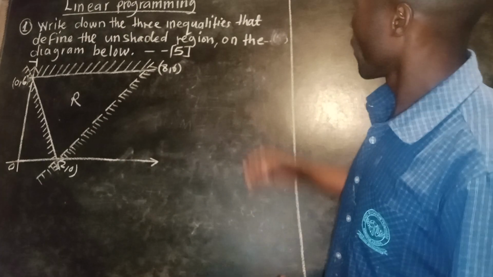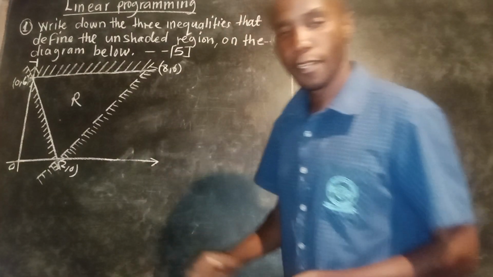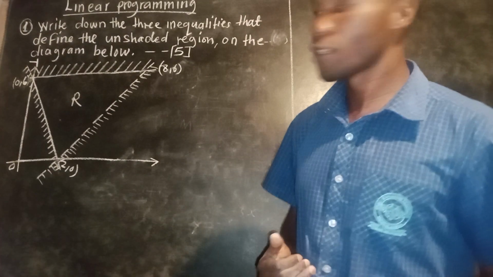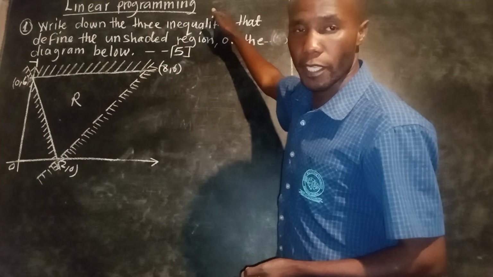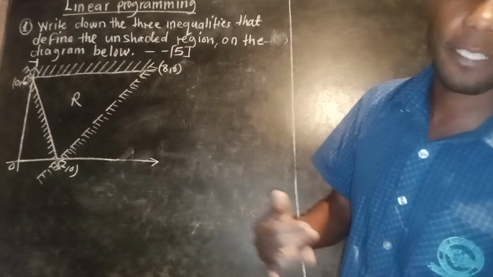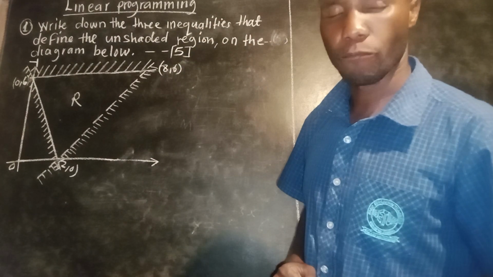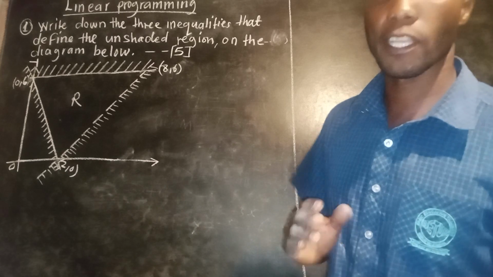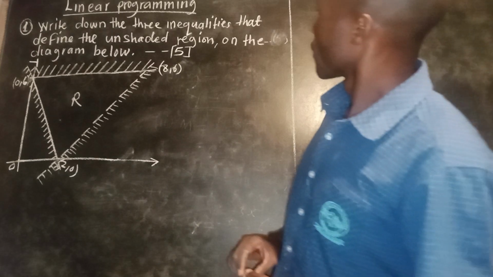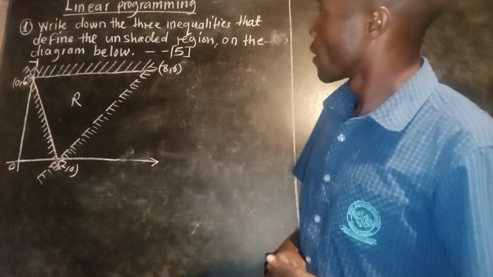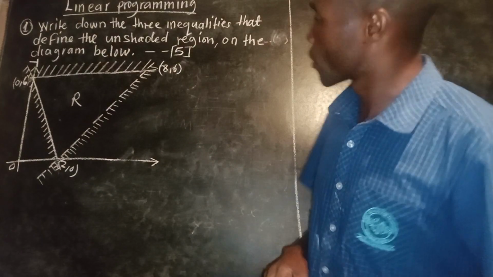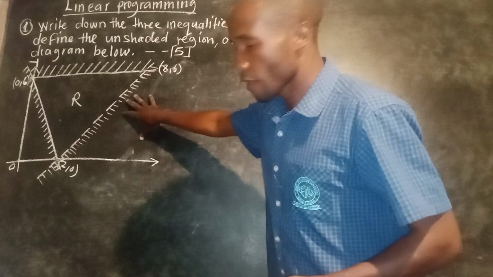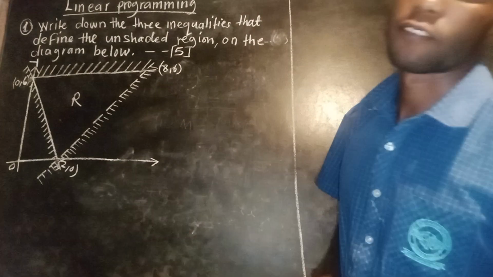Now when they say inequalities, they can sometimes use an alternative word, which is constraints or restrictions. Don't get confused. It means they are talking about the same thing. So how do we write the inequalities, or constraints, or restrictions, when you are given the lines?